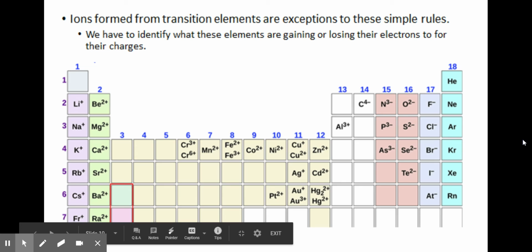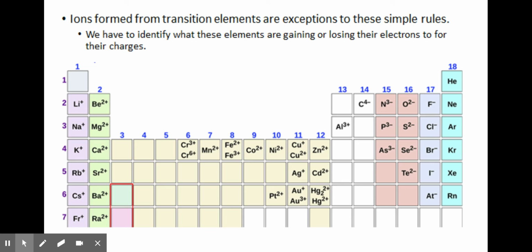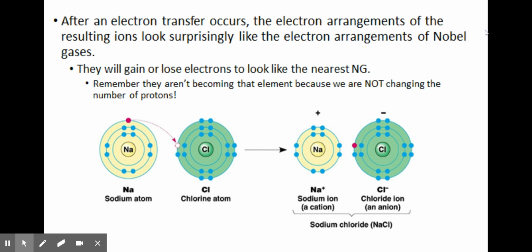Okay. Ions formed from transition elements are exceptions to those simple rules that we just talked about. The charges on those transition elements are not as predictable as those in the main group elements. Later on in this section, we'll address those. So we have to really identify what these elements are gaining or losing to figure out what their charges are here. So after an electron transfer occurs, the electron arrangement of the resulting ions will look really similar to those of noble gases, okay?